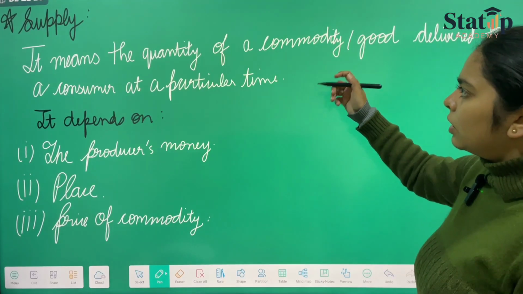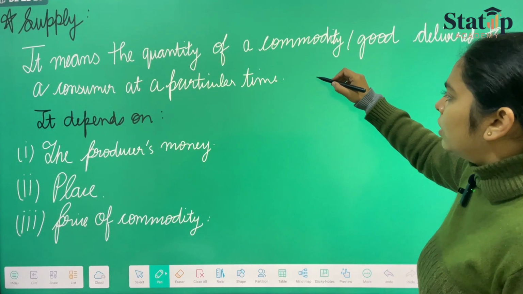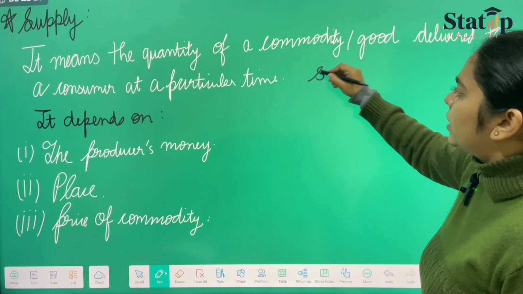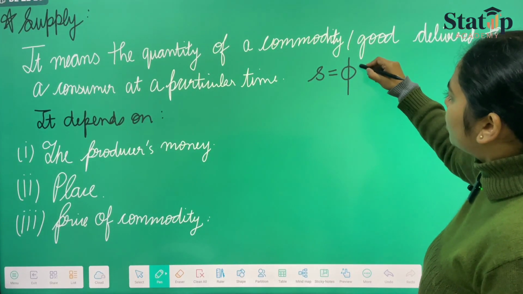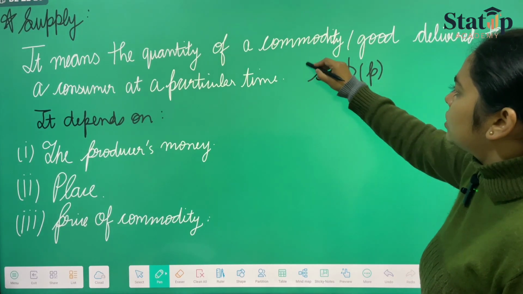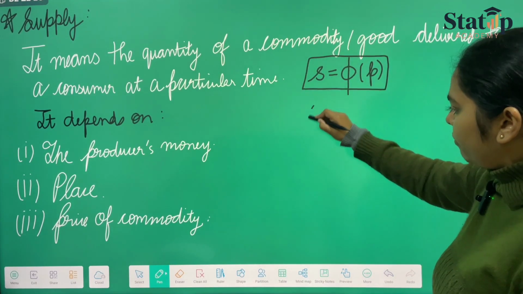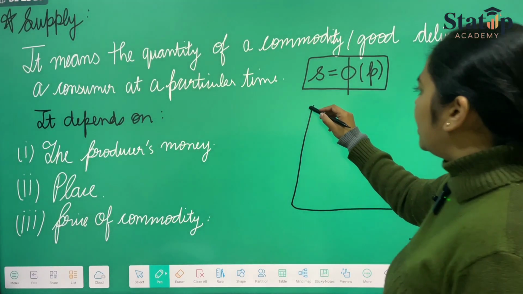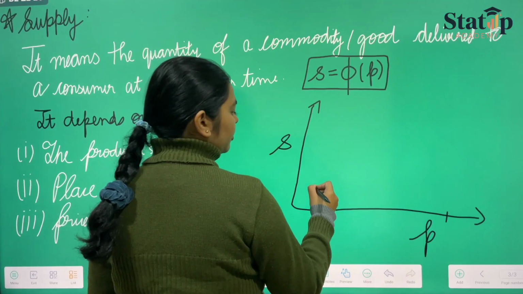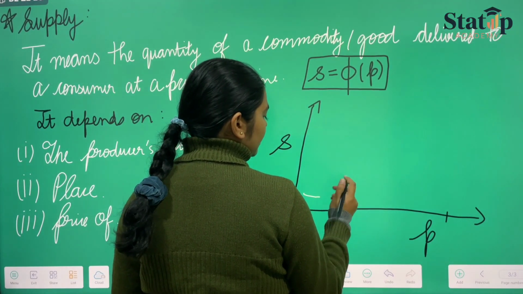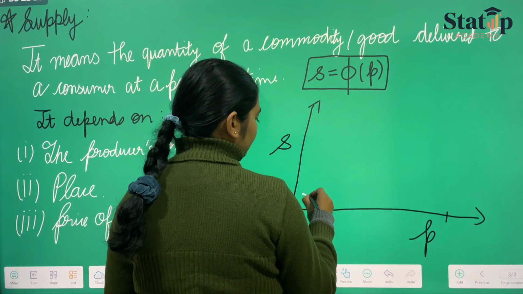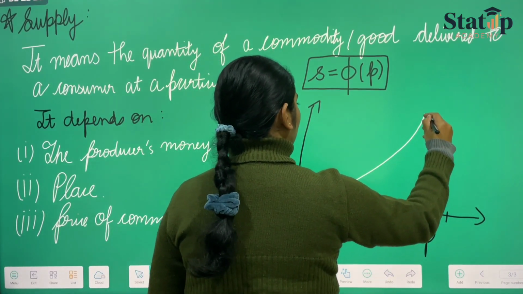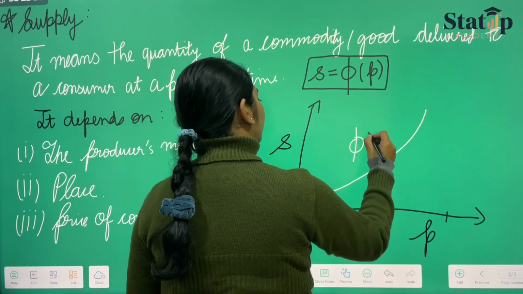So here supply can also be written as a function of price, where the function is denoted by phi. So if we draw a graph between price and supply, then as the price increases, supply also increases. This is the graph of phi(P).